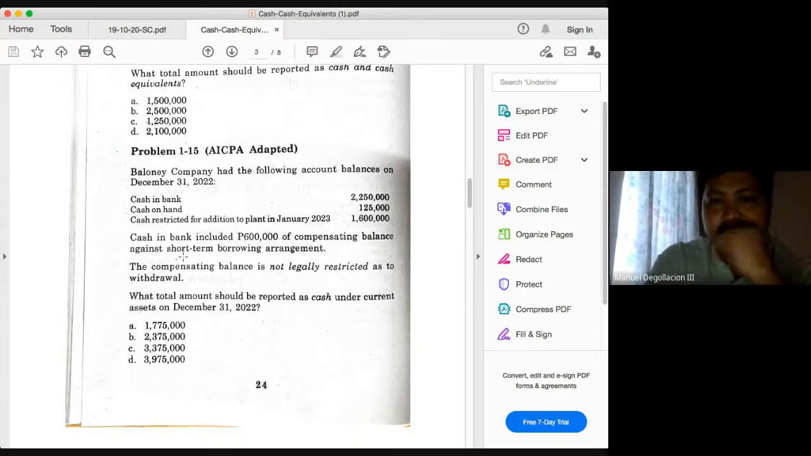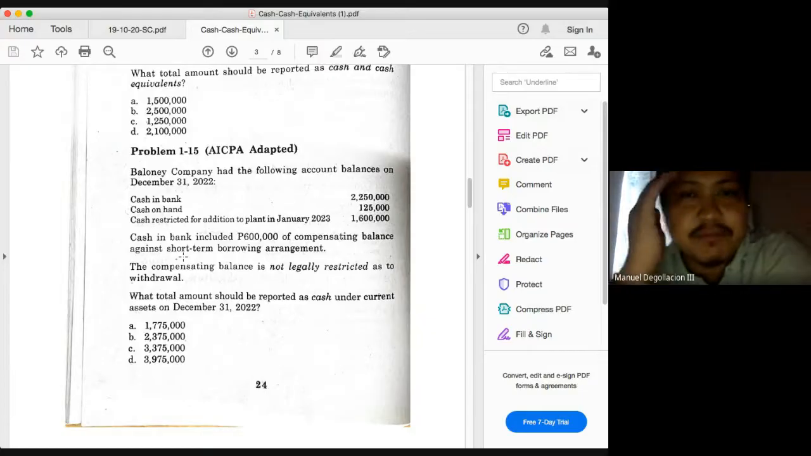Cash in bank included 600,000 of compensating balance, which is essentially the same as problem 1-14. However, the compensating balance is not legally restricted. And this is the takeaway you are expected to get from problems 1-14 and 1-15. If the compensating balance is legally restricted, then exclude it from cash and cash equivalents. If the compensating balance is not legally restricted, then it's all right to do nothing, meaning to allow the compensating balance to form part of our cash and cash equivalents. So very simple distinction, class.